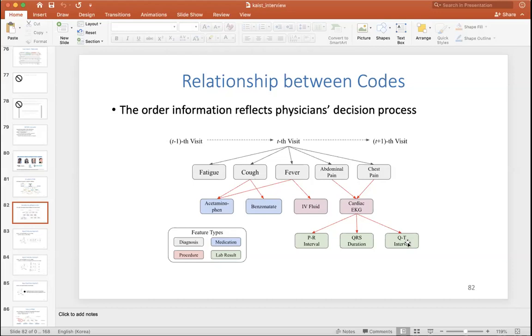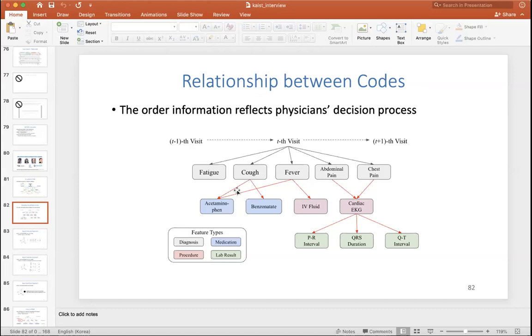That kind of thing rarely happens, but still, if there are a lot of codes, a lot of events happening within a single visit, then this relational information, these red arrows, plays a huge role, because as a single visit contains more information, more events, the number of hypothetical cases that you have to consider becomes exponentially large.